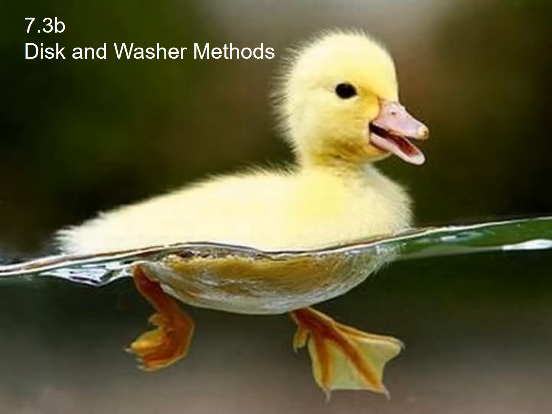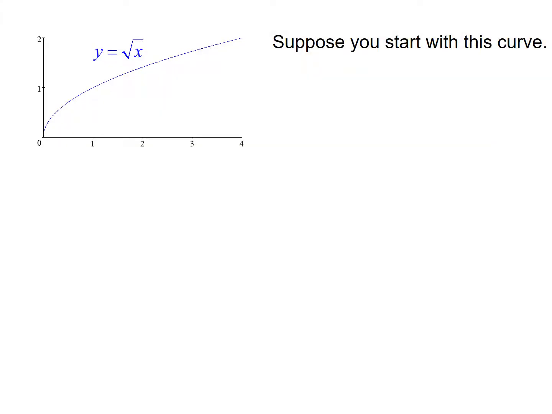All right, we're going to take a look at what we call disk and washer methods. These are methods to find the volume of a region that is rotated around some line. So let's start with an example here.